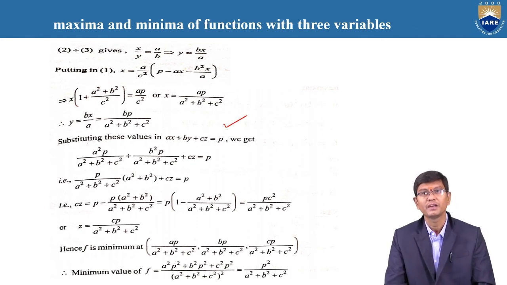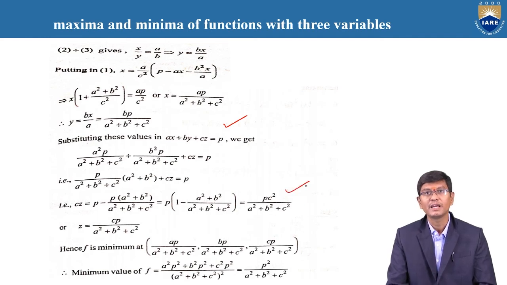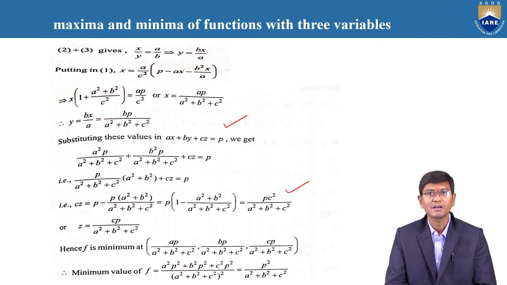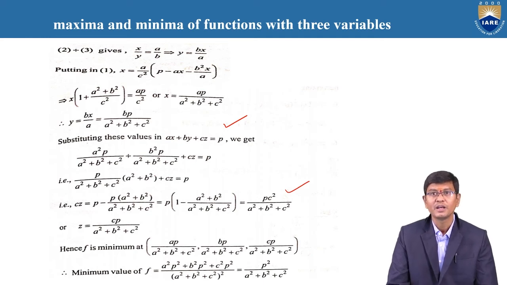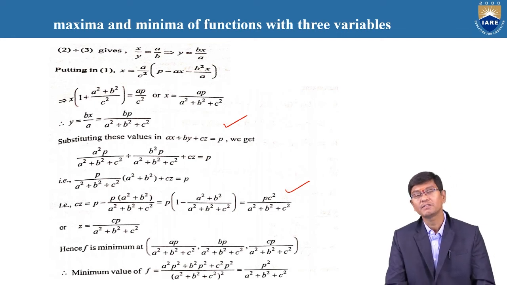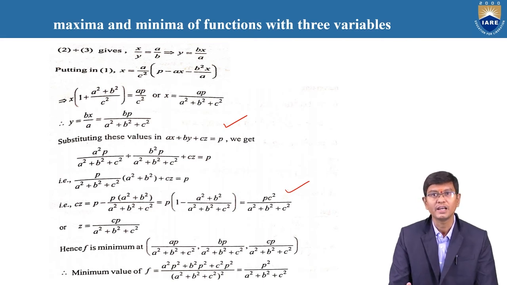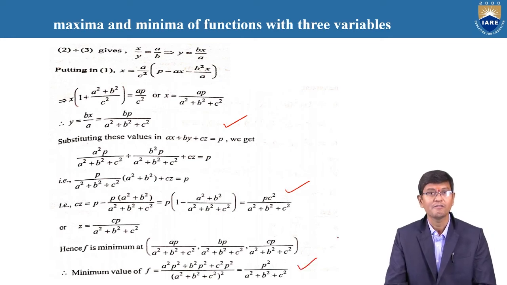Therefore, clearly we obtain the equation p square by a square plus b square plus c square. Therefore, the minimum value occurs at x equal to ap by a square plus b square plus c square, y equal to bp by a square plus b square plus c square, and z equal to cp by a square plus b square plus c square. Therefore, the minimum value is f equal to, replacing in the equation, finally with the help of these x, y, z, p square by a square plus b square plus c square.